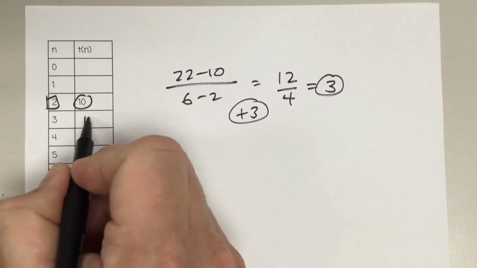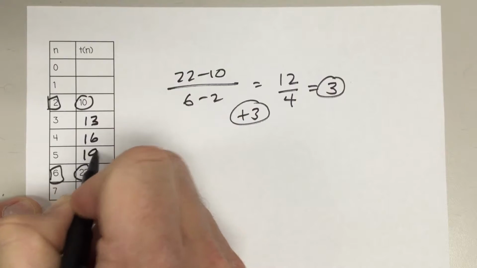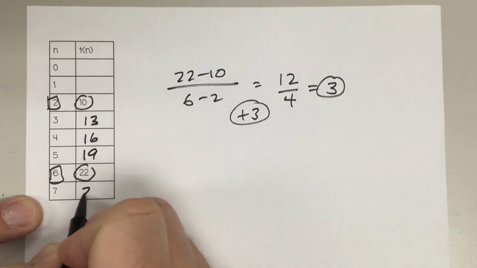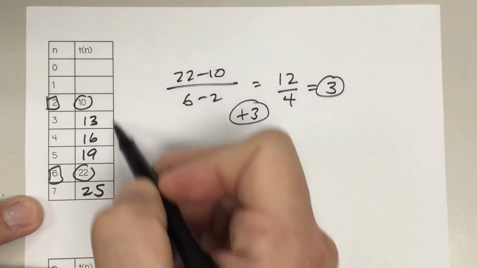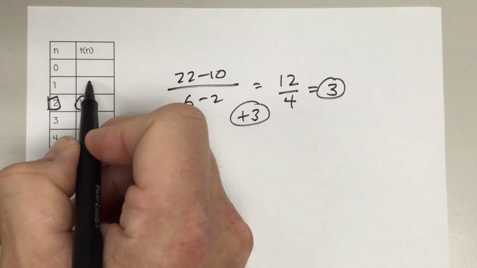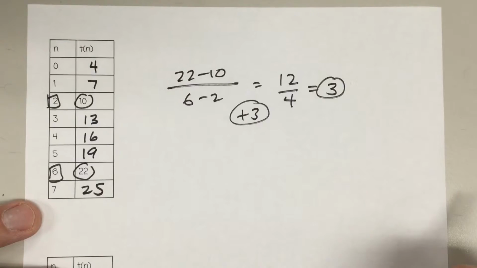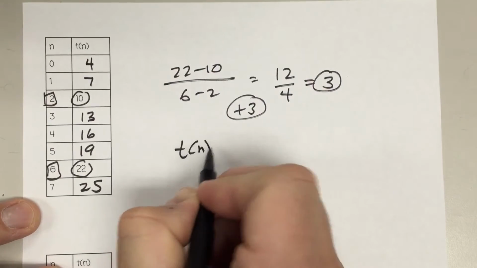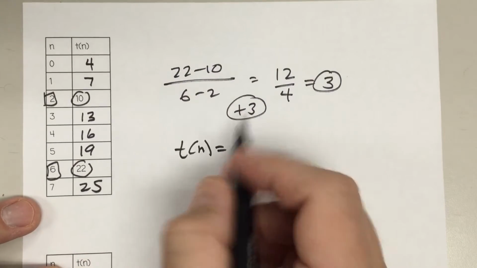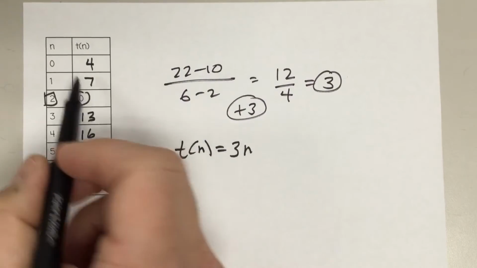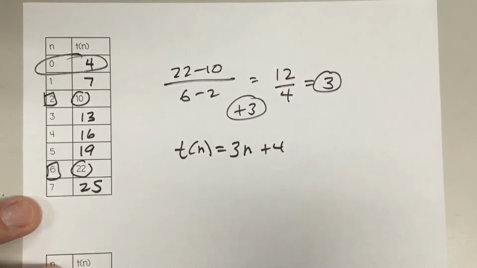So 10 would become 13, 16, 19, 22 makes sense, and 25. Going down the table, I would subtract 3, so that would be 10 minus 3 is 7, 7 minus 3 is 4. The equation then would be t sub n equals the change, 3n, and then the 0 term plus 4. To verify that it is correct, I would pick a term.